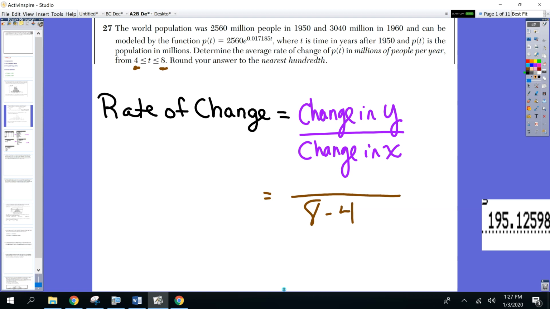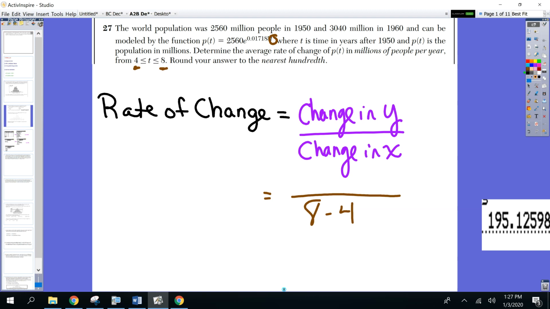Now, where do I get the Y values then? When this is 8, I need its Y value. When this is 4, I need its Y value. Where am I going to get that from this problem? Where am I going to get those values to subtract on top? The equation. I'm going to take 8 and plug it in, not for X, but in this case for T. All right? What's the Y value for 4? I'm going to plug it in for T.